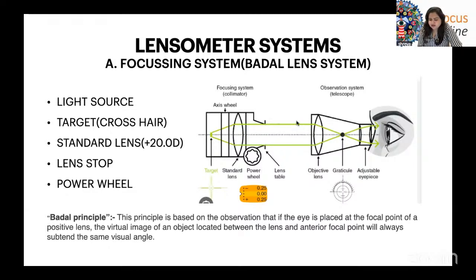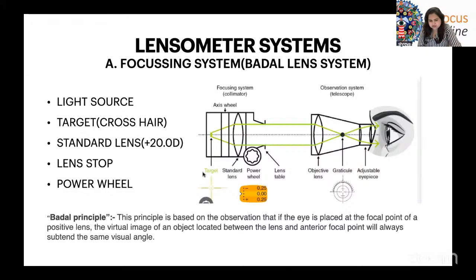Now these parallel rays are going towards the observation system, where again there is a convex lens that converges the rays onto the graticule. This graticule or the reticule is the image seen by the observer, and this image and the target image have to be collapsed together. So this is just the half of the system that I'm showing. Here is the power wheel. This target is movable. It can move either towards the lens or away from the lens, and it moves when we move this power wheel. How much we move, the readings come out here.